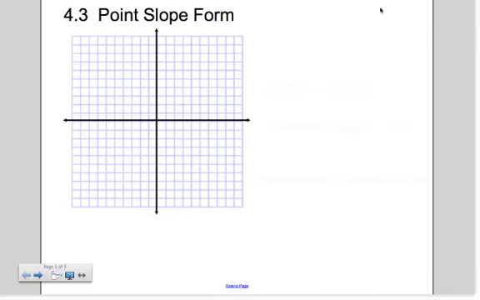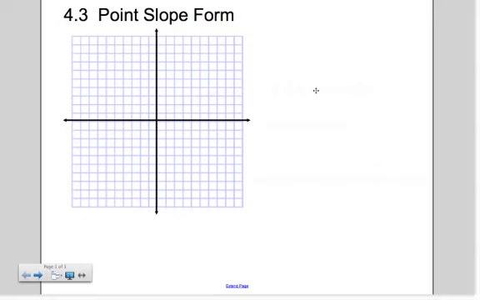This lesson covers section 4.3, which introduces what we call the point-slope form for a linear equation. In the last section, we looked at how you can find the equation of a line by looking at its graph. You found the y-intercept and the slope, and you used that to write the equation.